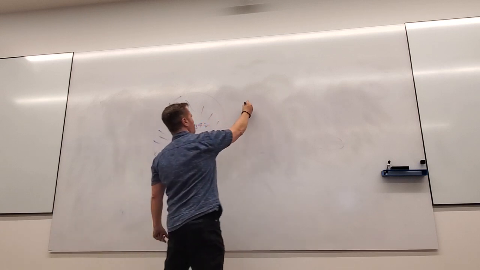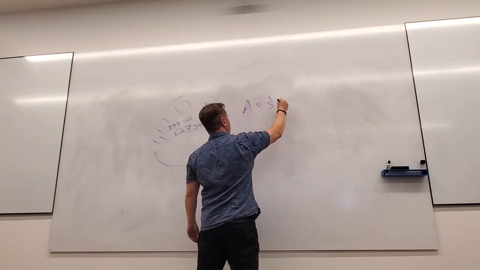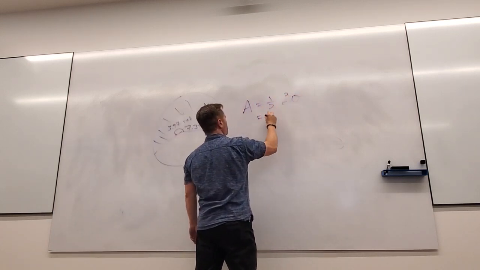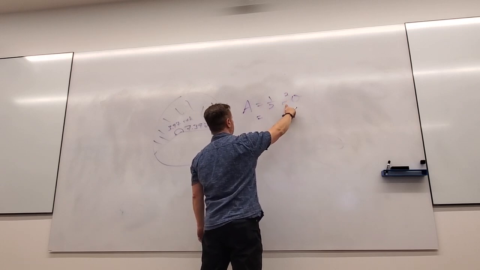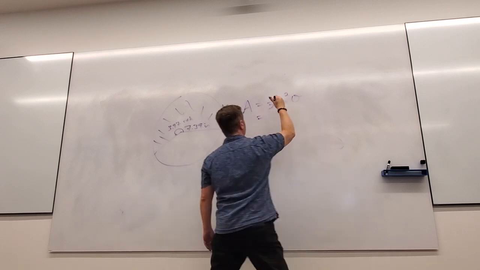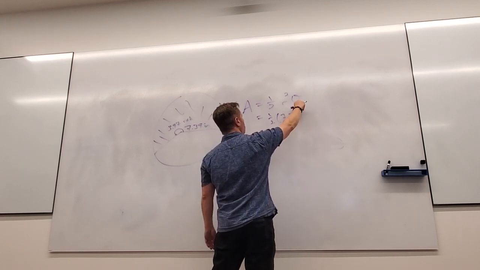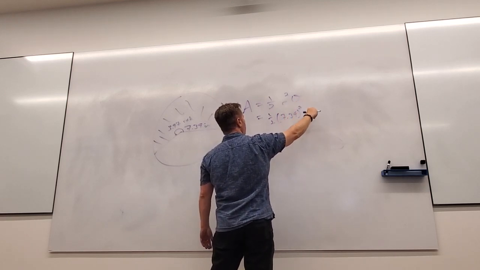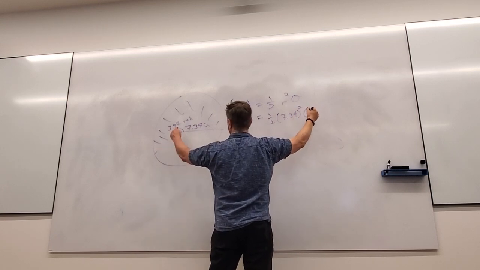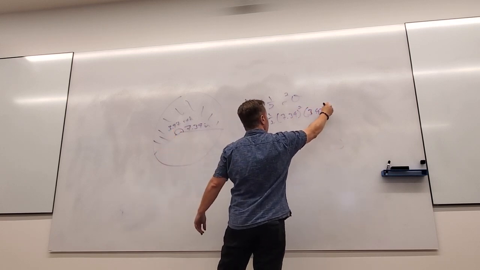So what do you need to know for the formula? You need to know the radius. Do we know the radius? Yes, it's 7.39. You need to know the angle in radians. Do we know the angle in radians? 3.97. Yes. This came up earlier.